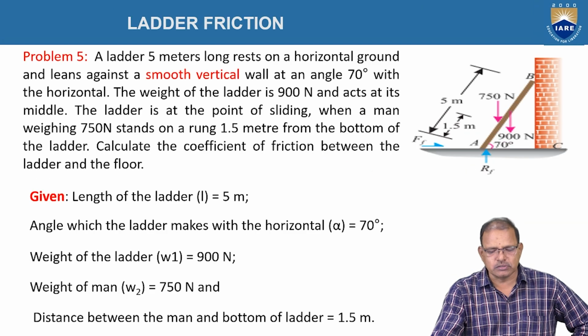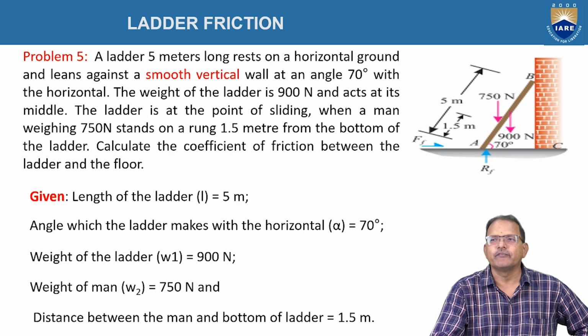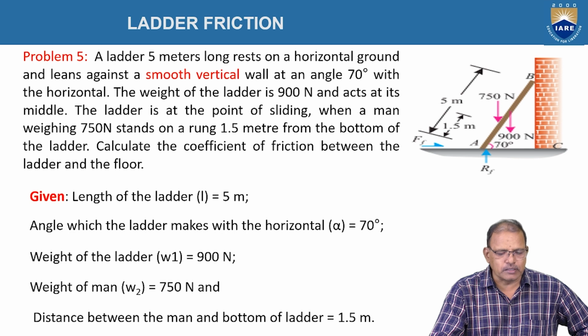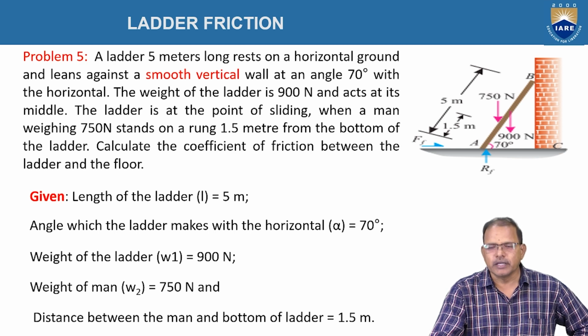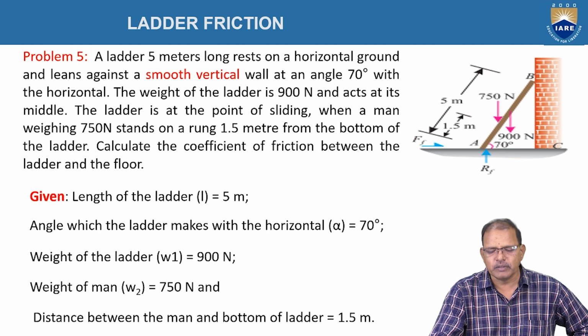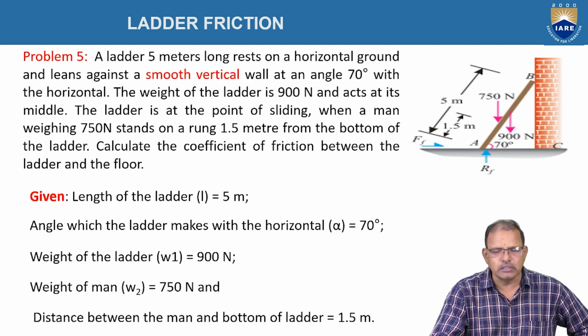Okay, the application of friction. Here we are taking ladder friction. The problem: a ladder 5 meters long rests on horizontal ground and leans against a smooth vertical wall at an angle of 70 degrees with the horizontal. The weight of the ladder is 900 newtons and acts at its middle. The ladder is at the point of sliding when a man weighing 750 newtons stands on a rung 1.5 meters from the bottom of the ladder. Calculate the coefficient of friction between the ladder and the floor.